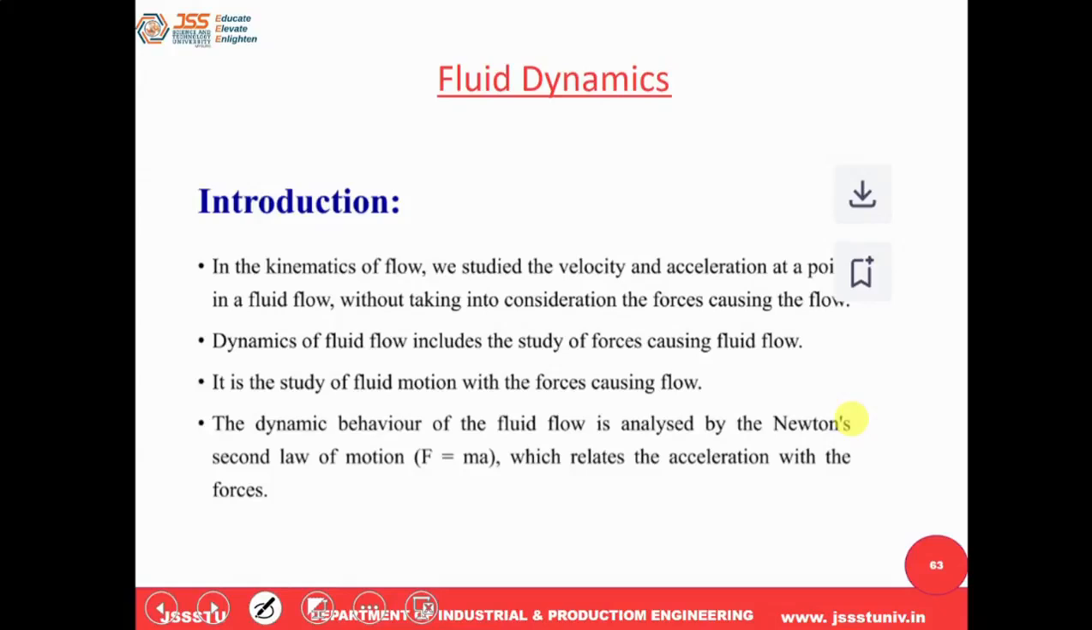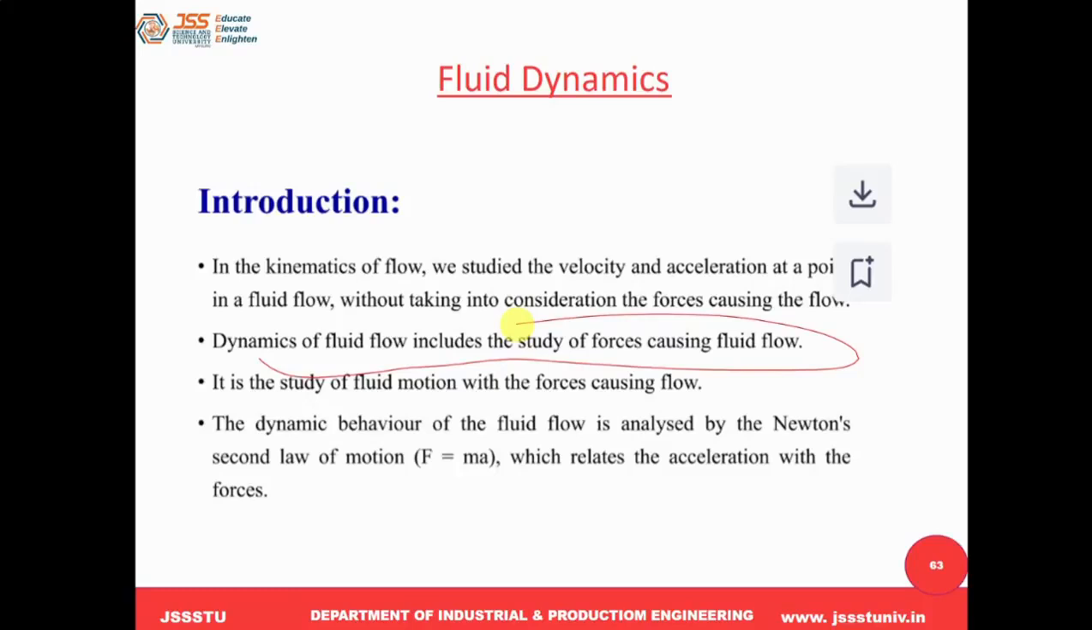Computational fluid dynamics is a completely advanced topic based on fluid dynamics, because whenever the fluid is flowing on a surface, forces will be acting, and we need to consider that here. That is the entire part of fluid dynamics. It includes the study of the forces and what they cause on the flow.